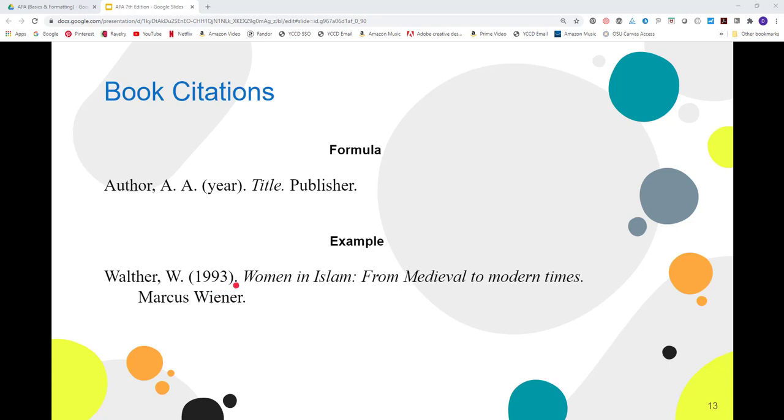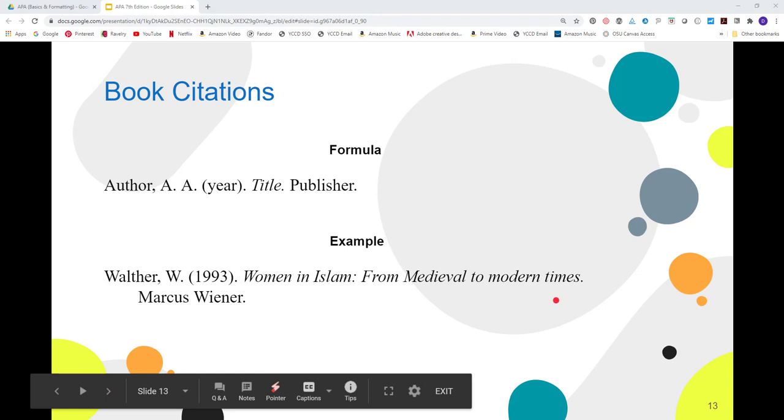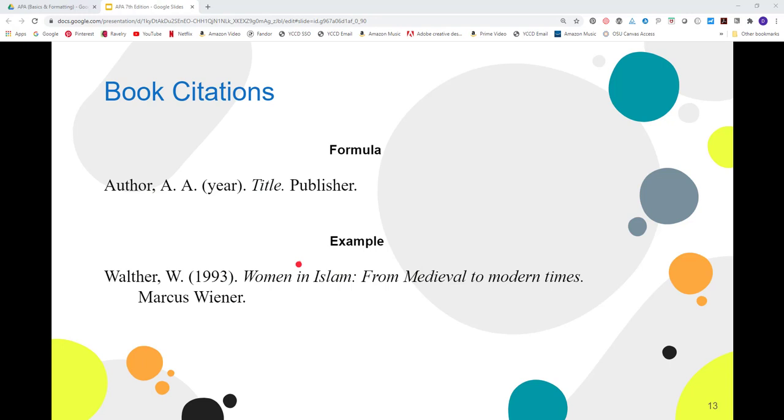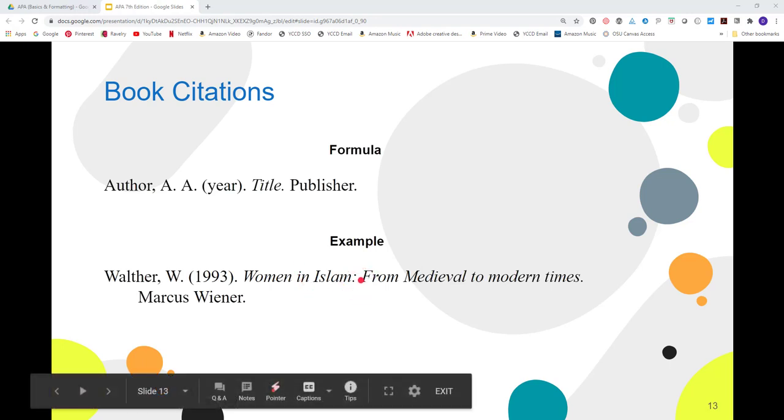The title of the book is italicized. Capitalization rules indicate you only capitalize the first word of the title and subtitle and any proper nouns. There is a colon in between the title and the subtitle instead of a period. Then the publisher name follows the title with a period at the end.